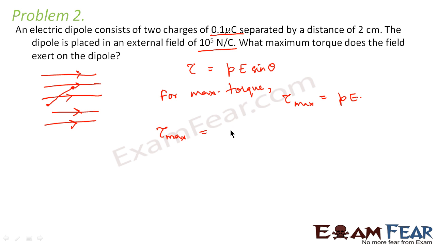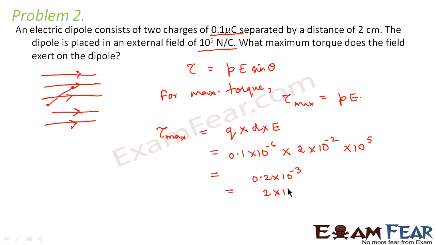So dipole moment you can write as product of the charge and the distance between them. So Q into D into E. So this Q is 0.1 into 10 to the power minus 6. What is the distance between the two charges in the dipole? It is 2 centimeters. That is 2 into 10 to the power minus 2 meters. And the electric field is 10 to the power 5. So this value comes out to be 0.2 into 10 to the power minus 3. That is 2 into 10 to the power minus 4 Newton meters. So this is the maximum torque that the dipole will experience in this uniform electric field.